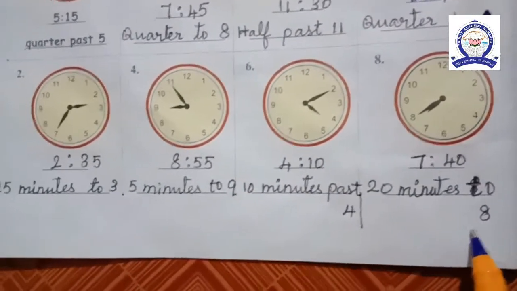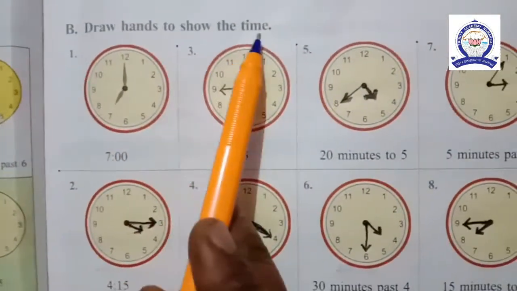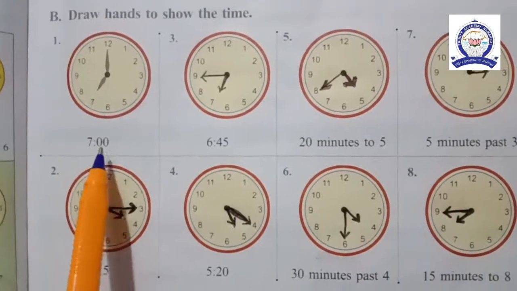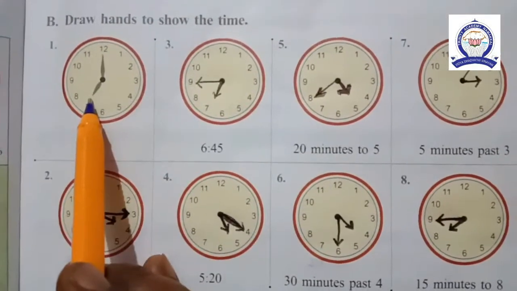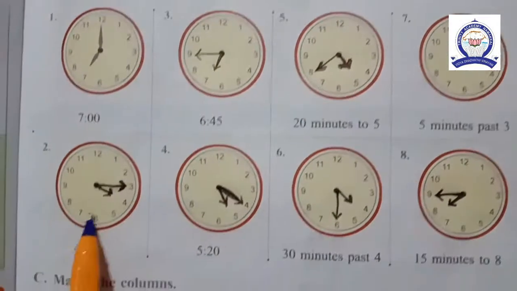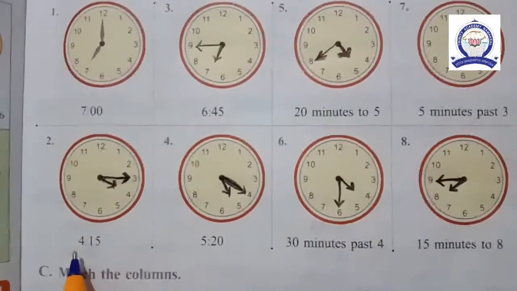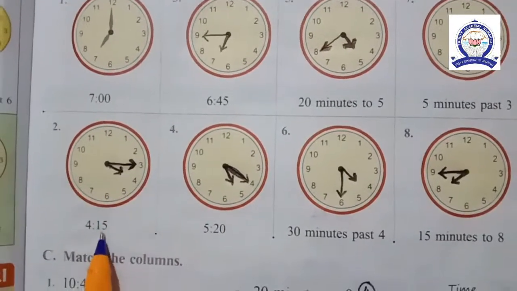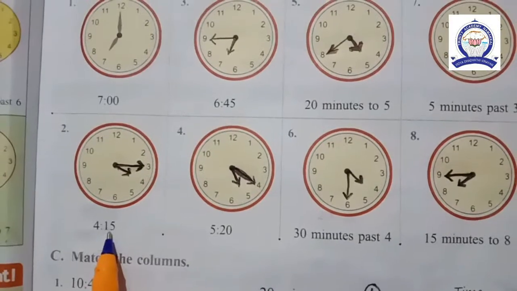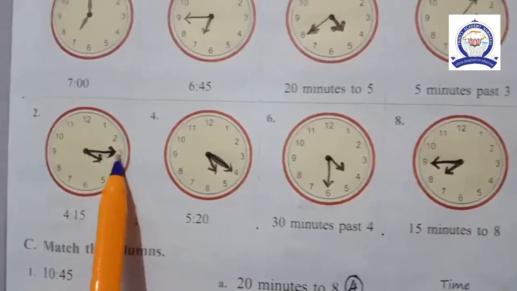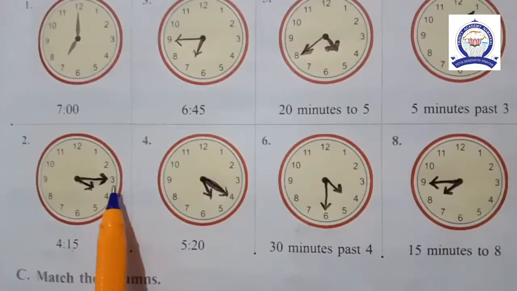Is it clear, children? Next, draw hands to show the time. See children, first sum, 7 o'clock. So the hour hand is in 7, big hand is in 12. Second sum, 4:15. 4 hours. So you draw the small hand in 4. 15: how many 5s are 15? 3 5s are 15. So you draw the big hand in the number 3.